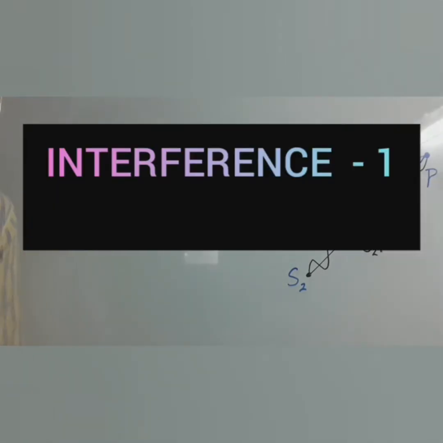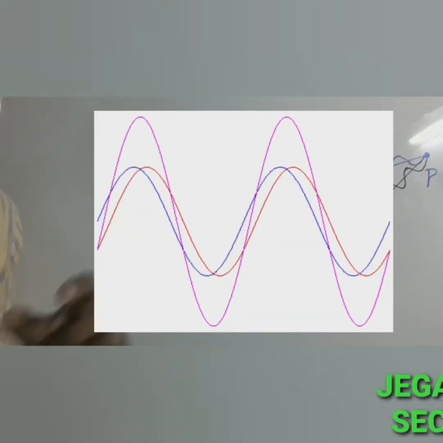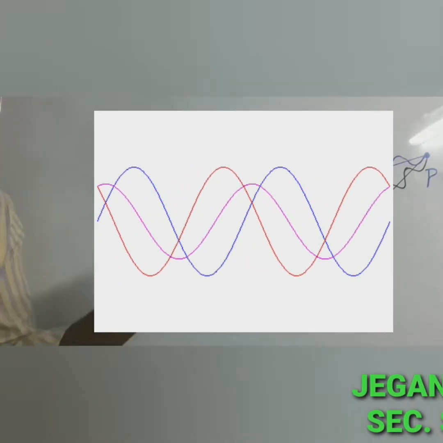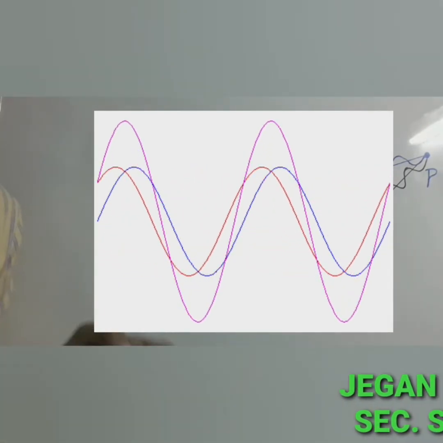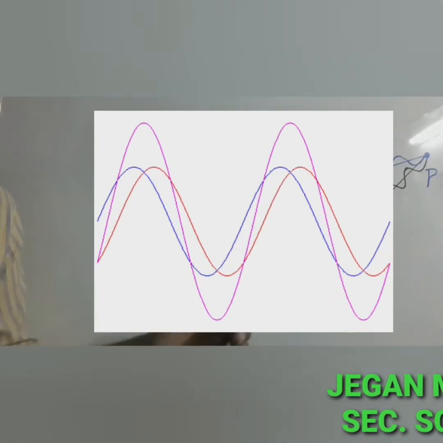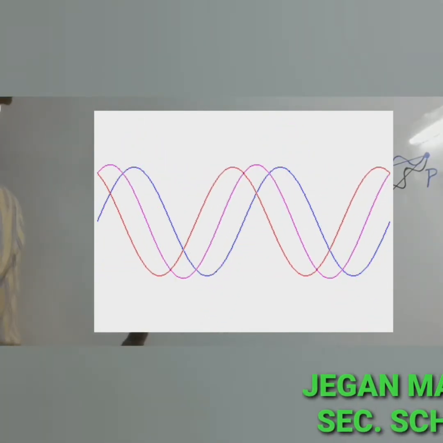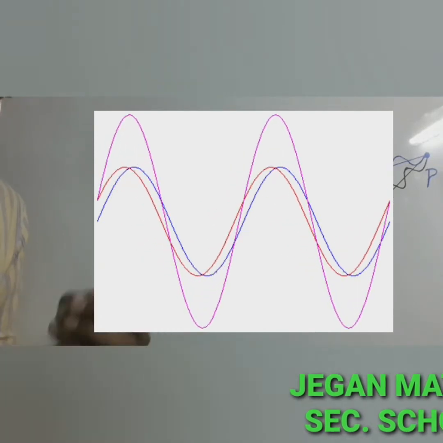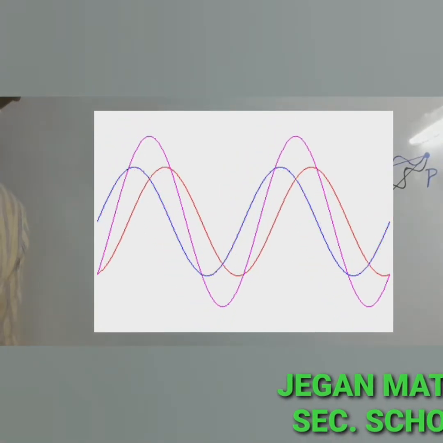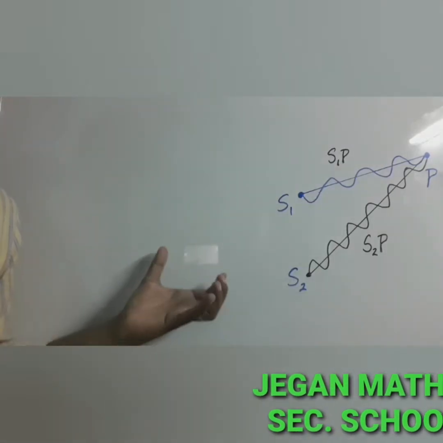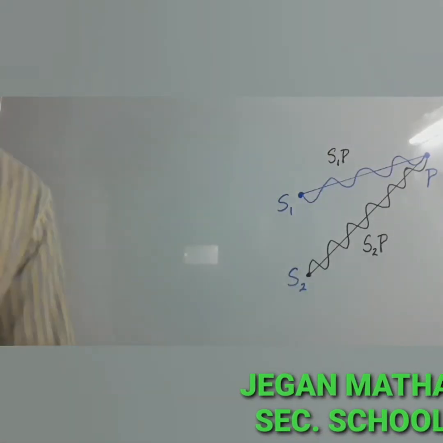Hi students. In this video we are going to discuss interference of light waves. The phenomenon of superposition of two light waves which produces increase in intensity at some points and decrease in intensity at some other points is called interference of light. Already you have learned the interference of waves in your 11th standard. Kindly refer to that topic to understand interference in light waves.